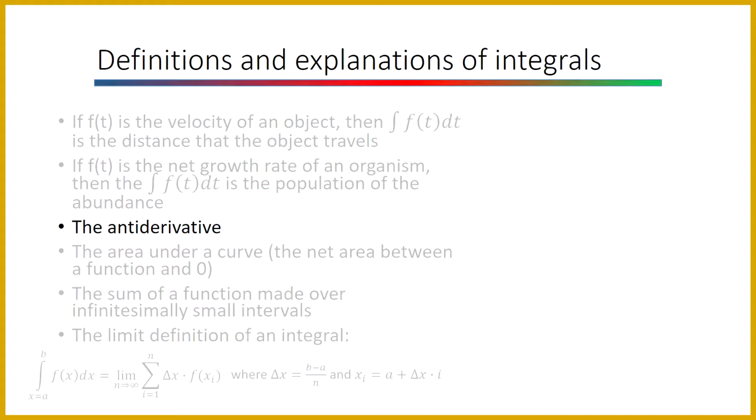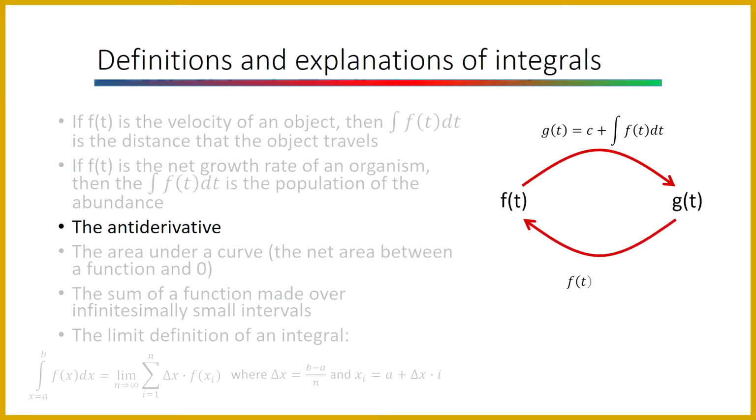We can also define the integral as the antiderivative. If we have a function f of t and define another function g of t such that g of t equals some constant plus the integral of f of t, then the derivative of g of t with respect to t will be equal to f of t. So integration takes us from f of t to g of t, and differentiation takes us from g of t to f of t. The integral undoes the derivative, and the derivative undoes the integral.